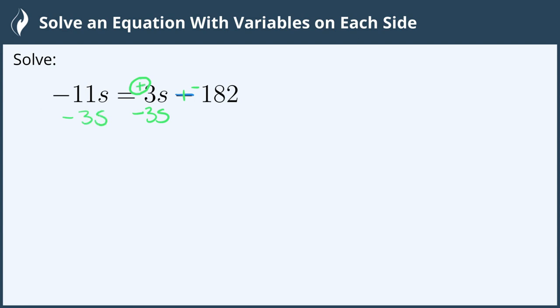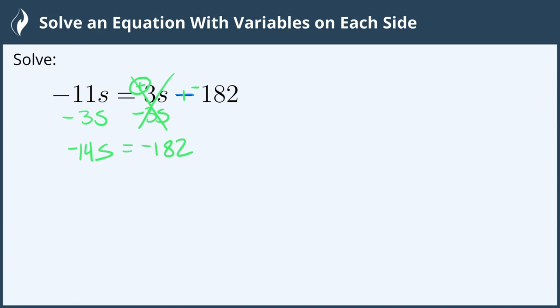The positive 3s minus 3s cancels, and on the right-hand side, we're left with negative 182, which is exactly what we wanted to do. On the left-hand side, negative 11s minus 3s gives us negative 14s.